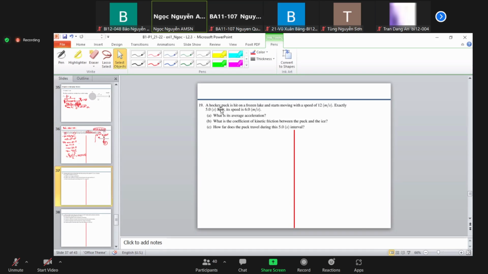So let me draw it. You have a frozen lake like this, and you have a hockey puck like this. It starts moving at a speed of 12; I call it V0, in this direction.